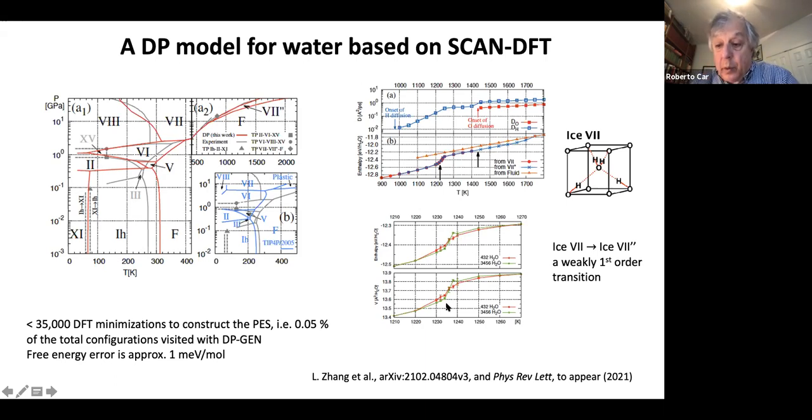So this is consistent with a weakly first order phase transition between I7 and I7 second. And indeed, a year or so ago, that was found also experimentally, that this superionic transition that occurred between I7 and I7 second is a weakly first order transition. I will not spend more time on that, but that is just to say that issues like finite size scaling, that are important to assess the nature of a thermodynamic transition, become possible with deep learning.